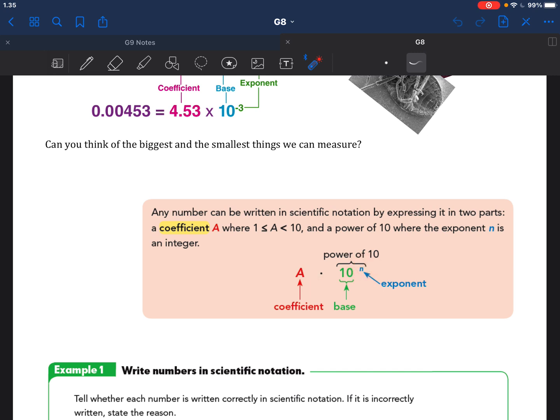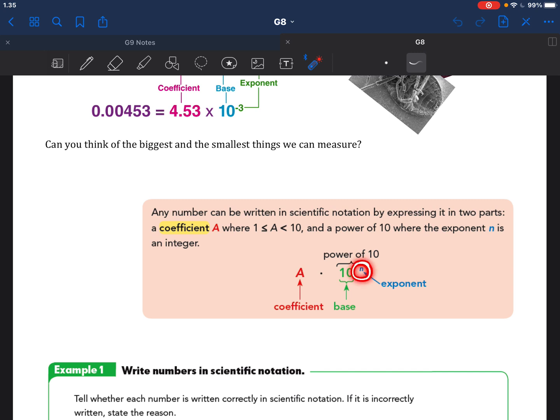So there's actually a rule. The coefficient should be between 1 and 10. It could be 1, but it could not be 10. It has to be less than 10. So you can say 1 to 10, it could be 1, but it cannot be 10. It could be 8.99. It could be 9.9999. It's up to you. And then times 10 to the power of something.